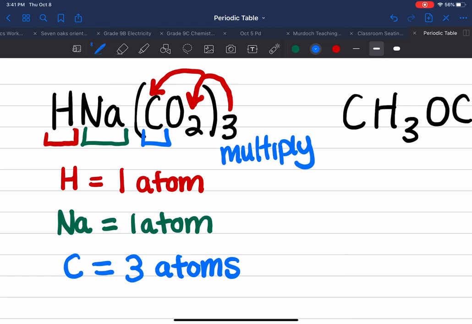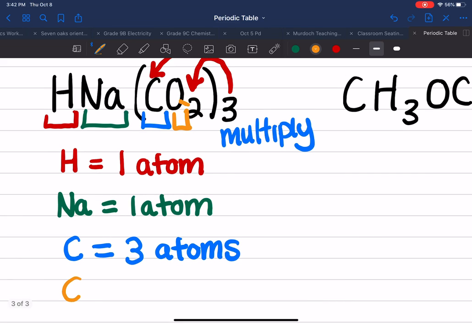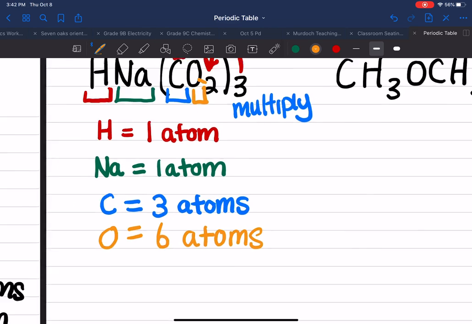Now, let's go on to the next one here. Oxygen. We have that capital O, okay? Oxygen already has this 2 attached to it. Therefore, when we have a 3 outside the bracket, we have to multiply the 3 by the 2, and it gives us oxygen equals a total of 6 atoms, because 2 times 3 gives us the total number of oxygen.